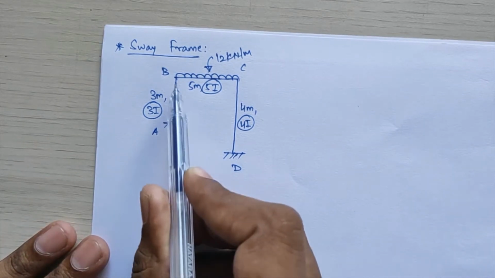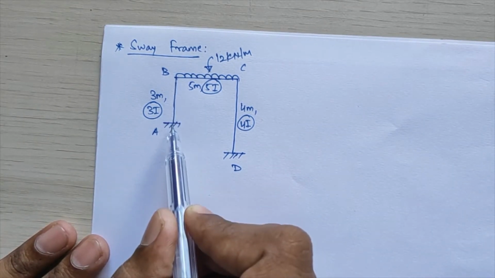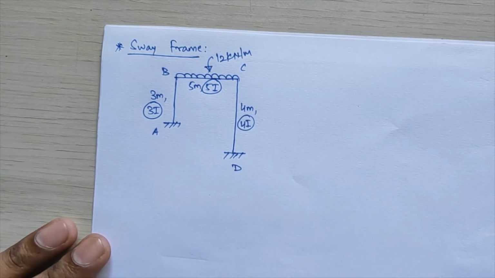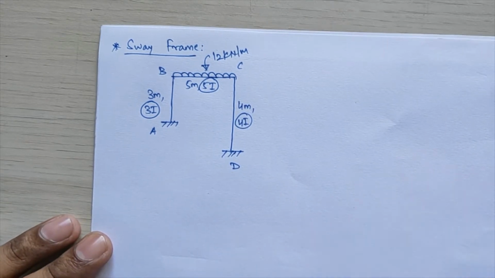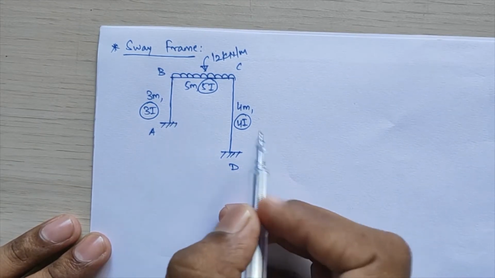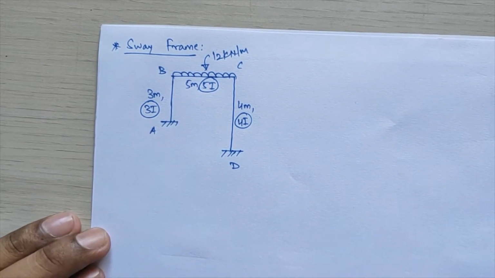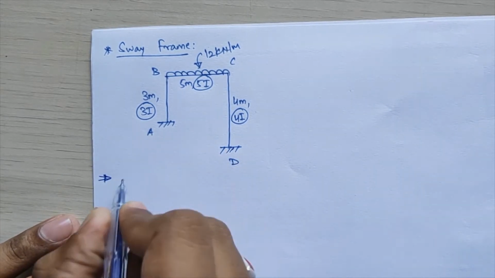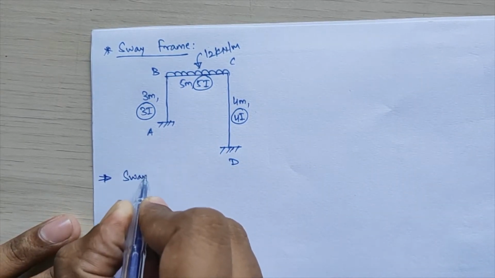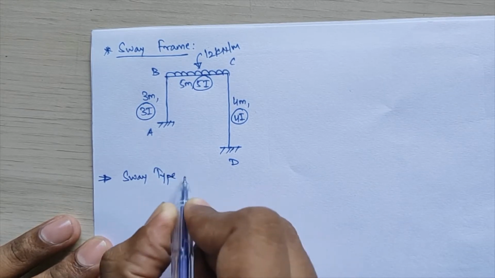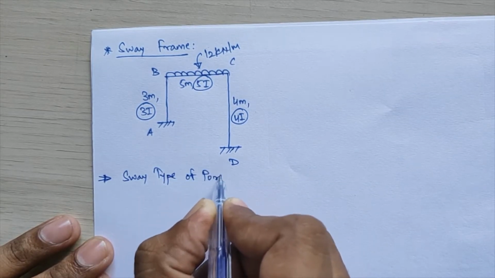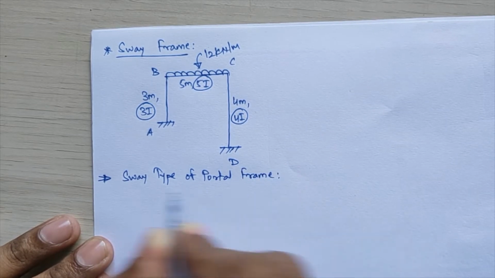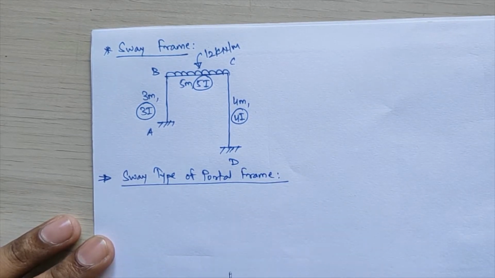Then the material of casting: suppose casting material for column AB is different and casting material for column CD is different, then also your frame will be classified as a sway frame. If those are similar, then the frame will be classified as non-sway frame. So initially, first you need to identify the frame. This frame is a sway type of portal frame. So first I am writing type of frame: sway type of portal frame.